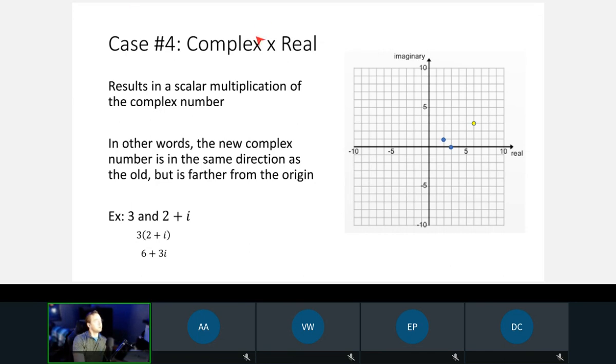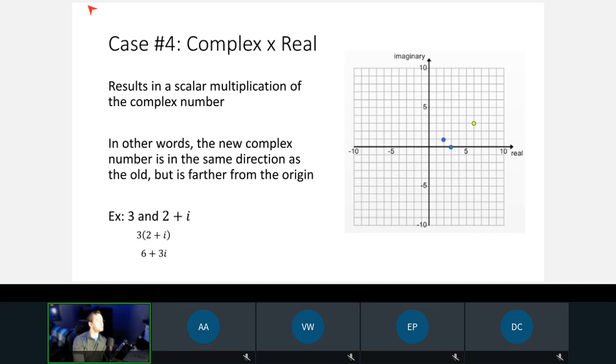All right, case 4, complex times a real number. It results in a scalar multiplication of the complex number. In other words, the new complex number is in the same direction. We haven't learned about vectors yet. Same direction as the old, but further from the origin. For example, we have 3 times 2 plus i. So we have a real number times a complex number. What that does is cause this to be in the same direction.